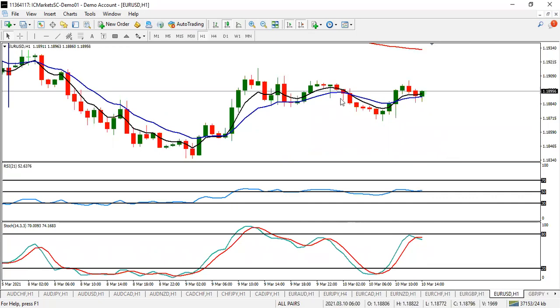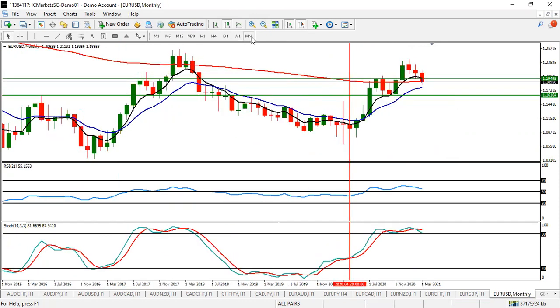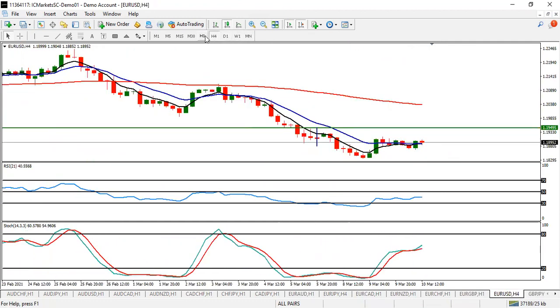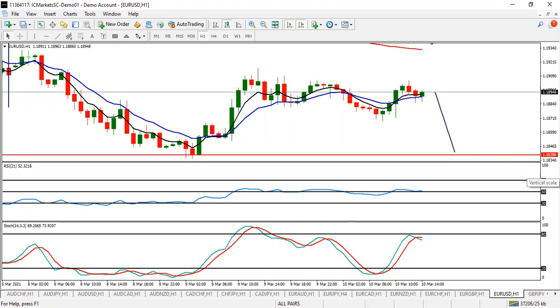Euro USD. This is currently at a support, but the support has been broken right here. So we expect this to keep pulling down to this bigger support on the weekly and monthly. So wait for the proper entry, take your sell entry, and take your first profit before 1.1838. Euro USD, look for a sell.